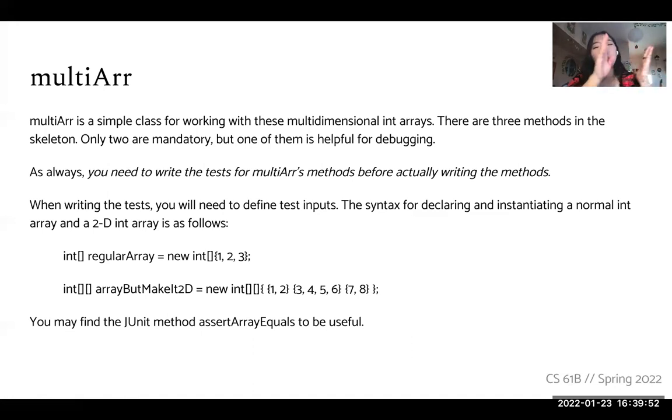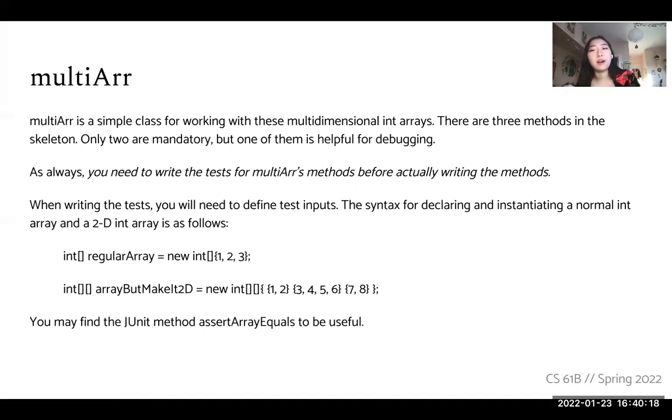And so as always, you need to write the tests for MultiR's methods before actually writing the methods, right? We are setting the standard by writing our tests, and then we'll write the code to meet our standards. And so when writing the tests, you're going to need to define test inputs, right? If you're going to use assertEquals or call the methods, you might want to have the actual 2D arrays to put into the methods, right?